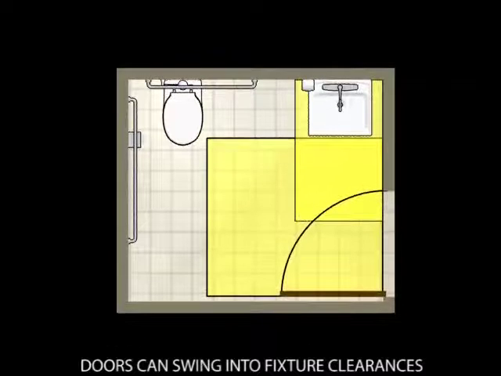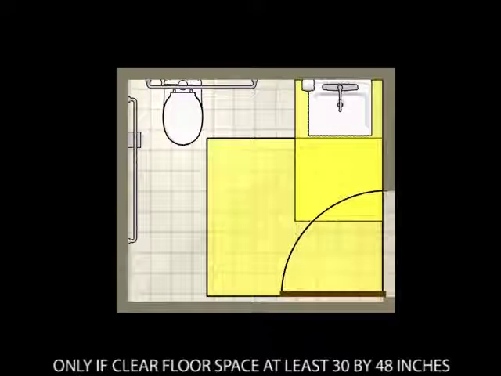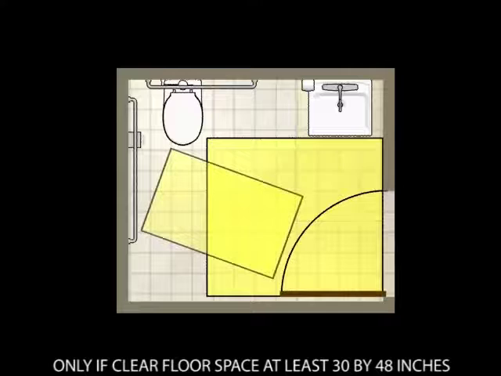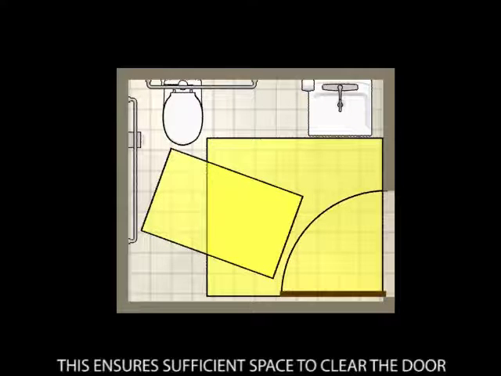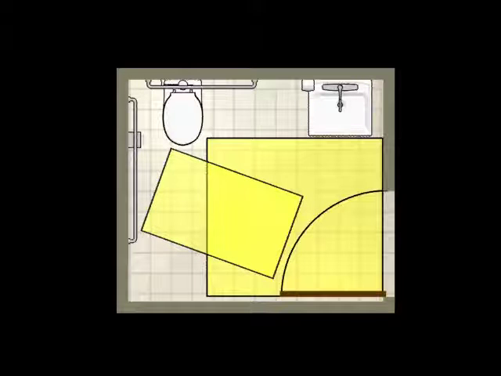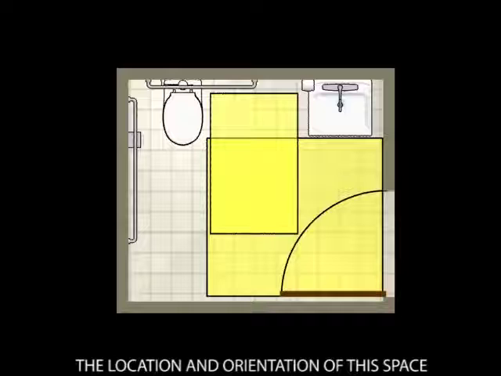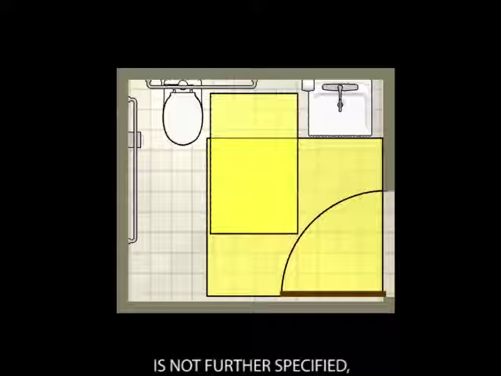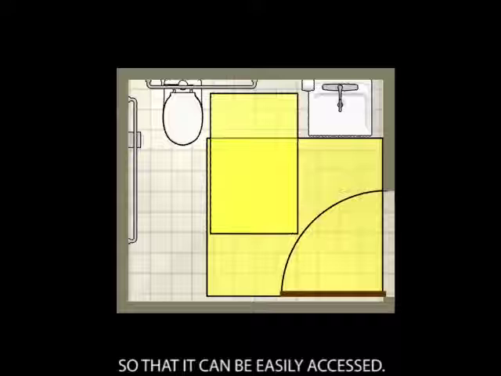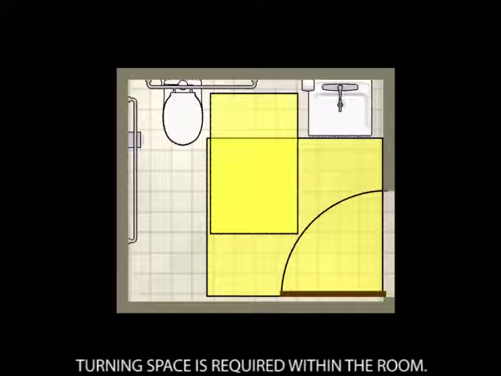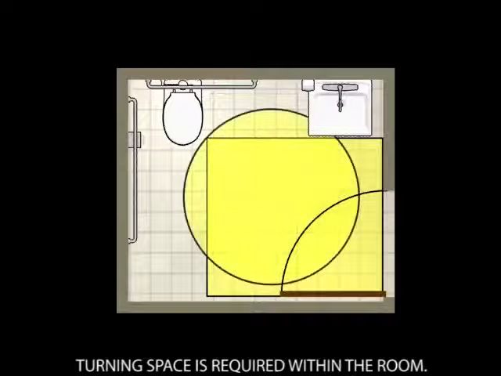Doors can swing into fixture clearances only if clear floor space at least 30 inches by 48 inches is available beyond the swing. This ensures sufficient space to clear the door when entering the room. The location and orientation of this space is not further specified, but it should be positioned so that it can be easily accessed. Turning space is required within the room.